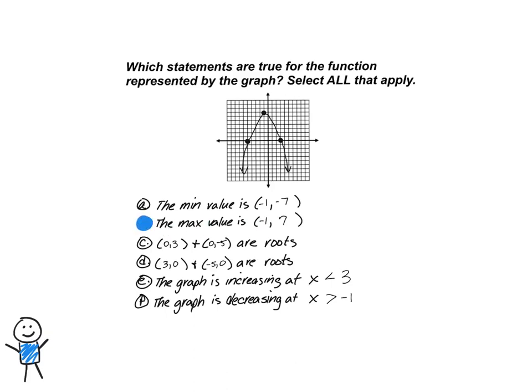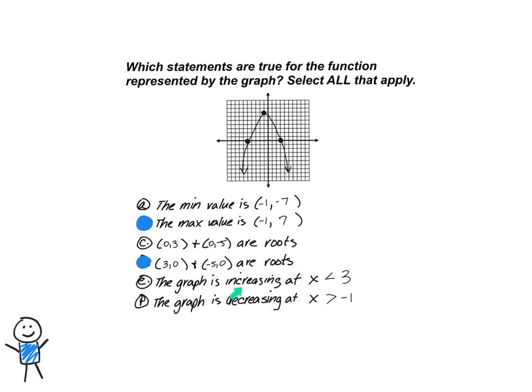Let's keep going. What are the values of the roots? Well, just looking at the graph, my roots should be (-5, 0) and (3, 0). So I know choice C is incorrect, but choice D is correct. Remember that the x-intercepts, or the roots, will occur where the y value is 0.